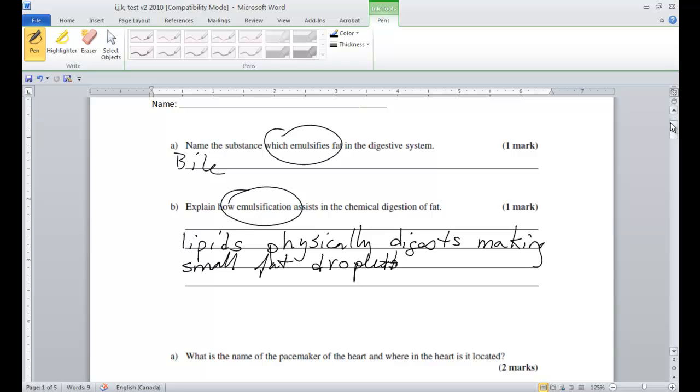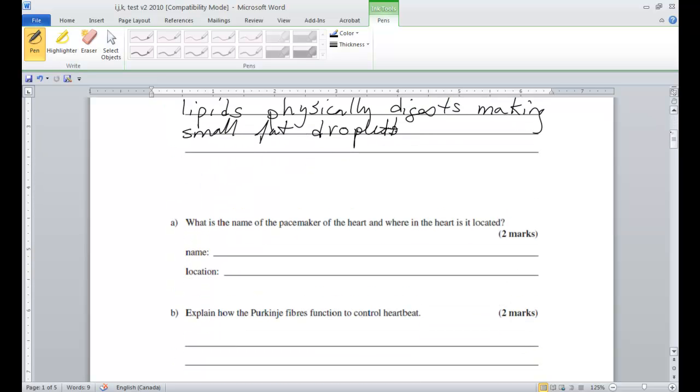Pacemaker of the heart was the SA node. Lots of you knew the full name. That was good. It is located in the right atrium. If you just said atrium, you only got half a mark.